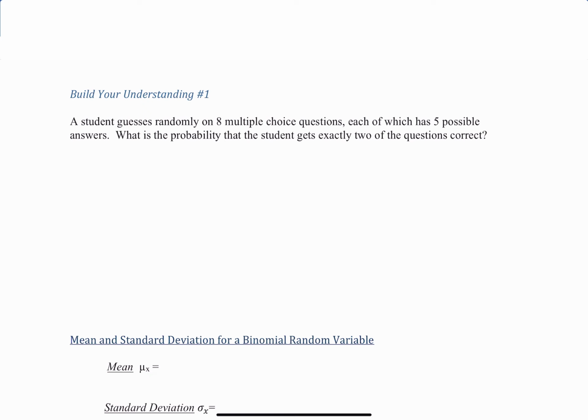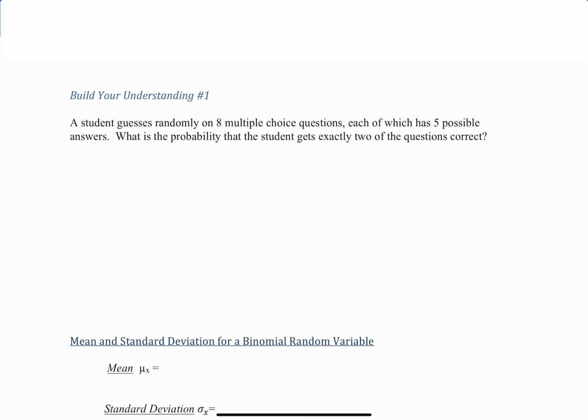Let's see, I guess I should give you a hint here. It says a student guesses randomly on 8 multiple choice questions, each of which has 5 possible answers. So each question is a trial. And on each question, he's got 5 answer choices. So one question is one trial.